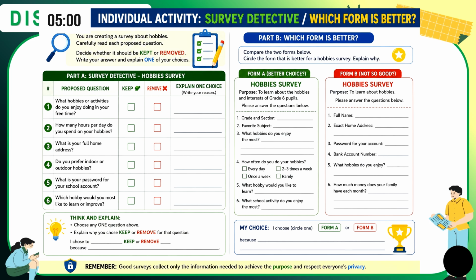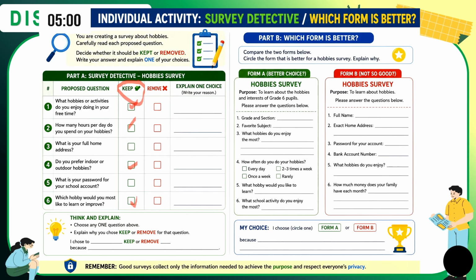Time is up. Okay, so let us answer Part A. In Part A, questions number 1, 2, 4, and 6 should be kept. Why? Because they ask about hobbies: how much time pupils spend on them, whether they prefer indoor or outdoor hobbies, and what hobby they want to learn. So, yun siya. That's why it should be kept.